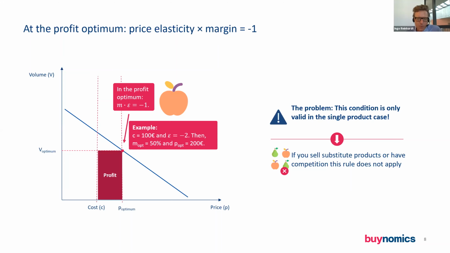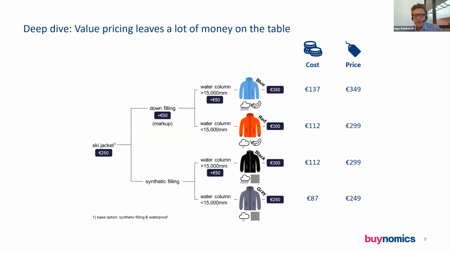But if there is more than one product involved, you need to have additional rules. And this is, I think, where also concepts like value pricing come into place. So the idea is that you want to differentiate prices between your products, considering the preferences of customers. So in this example, we're looking at ski jackets, and they have two key features that make a difference from a customer's point of view.